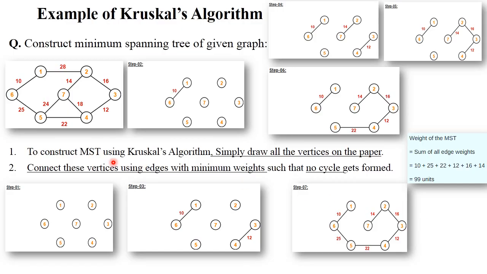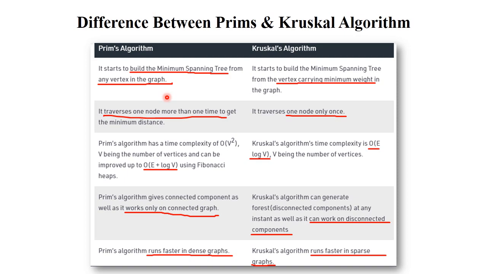In Kruskal algorithm, we simply add the minimum weight edges of the given graph, each and every edge, in sequential order. But if a cycle is formed, then reject it. Clear? So this is the concept of Kruskal algorithm. You should practice all those examples of Prim's and Kruskal algorithm. Okay? Next. Now this is the difference between Prim's and Kruskal algorithm.